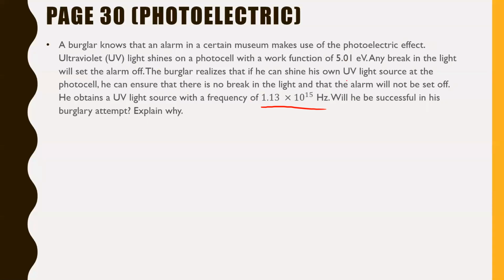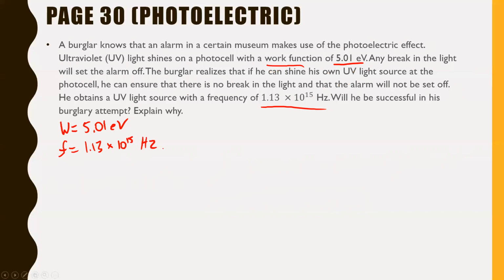Think again about how any break in your flow of electricity, given this work function, will cause that alarm to go off. All right, so we're going to go over this one now. First things first, we know what our work function is. The work function is 5.01 electron volts. We also know the frequency of the light. The frequency is 1.13 times 10 to the 15 hertz.